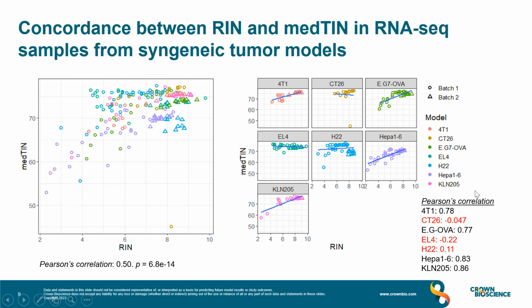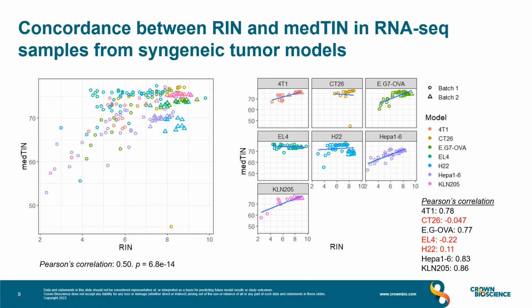For model types that are labeled in black, there is a high concordance between RIN and median TIN score, which is evident from the data points lying close to the regression line and the high correlation coefficients. It means that for these model types, using median TIN score and RIN to evaluate sample RNA quality will largely yield consistent results, which then supports the practice of using RIN as a pre-sequencing quality check metric.